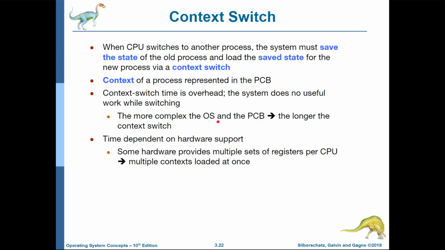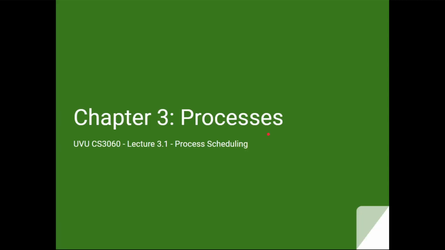Usually the more complex the operating system and the process control block, the longer the context switch. And a lot of times the context switch time is dependent on hardware support. A lot of hardware actually provides multiple sets of registers per CPU, so that you can have multiple contexts loaded and switch between those contexts very rapidly. This is not the case for the Intel platform. This ends lecture 3.1, where we discuss the process scheduler.